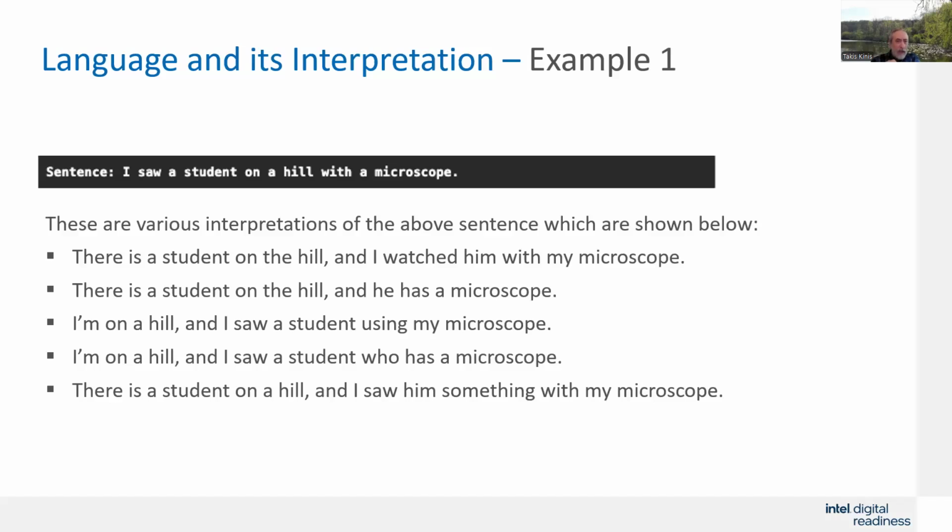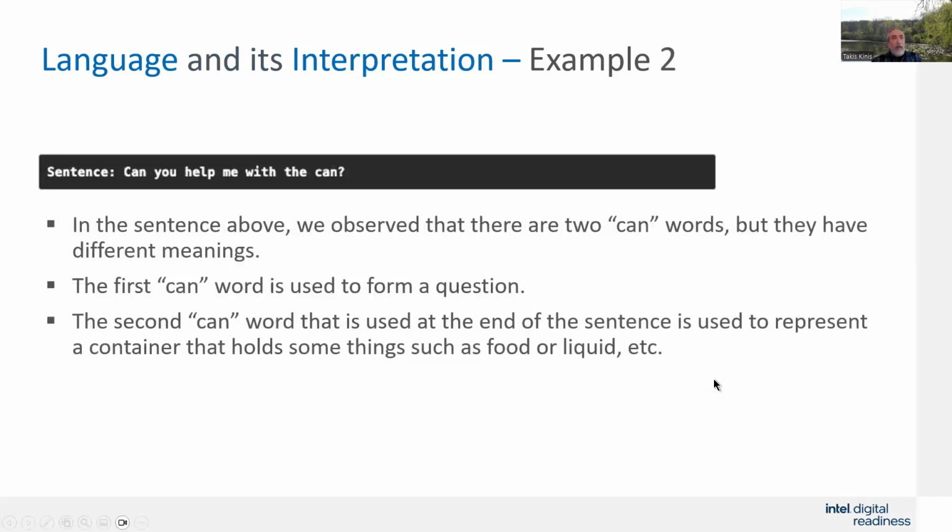Or I'm on a hill and I saw a student using my microscope. Or I'm on a hill and I saw a student who has a microscope. Or there's a student on a hill and I saw something with my microscope. Like, who knows? You could interpret it a lot of different ways. I don't know if this is a really great example, but the point is that you can take a seemingly simple sentence and misinterpret it a lot of different ways. How do you teach software, basically, how to make those distinctions?